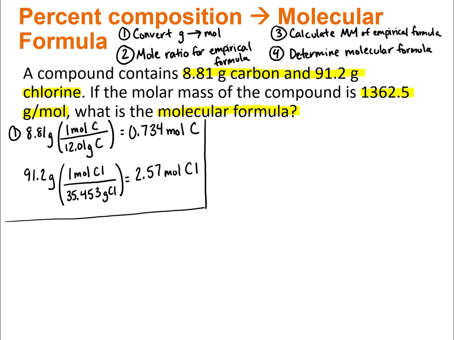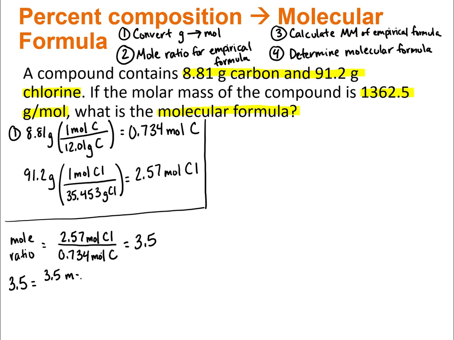Now we have to figure out what our empirical formula is. And to do that, we need the mole ratio. We're going to divide by the smallest number of moles. That's the moles of carbon. You put the moles of chlorine on top. With that division, you get 3.5. What that means is you have 3.5 moles of chlorine for every 1 mole of carbon. But we can't leave it at that because that's not a whole number. Empirical formulas have to have a whole number, the simplest whole number ratio.